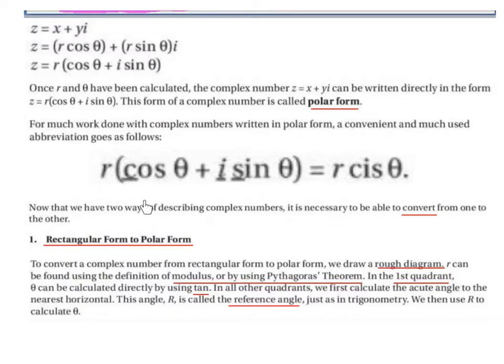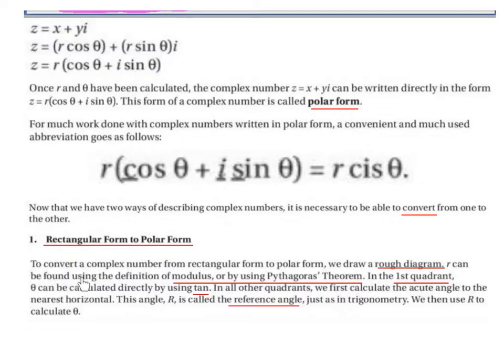Now that we have two ways of describing complex numbers, polar form and rectangular form, it is necessary to be able to convert from one to the other. So let's start with converting from rectangular form to polar form. To convert a complex number from rectangular form to polar form, we draw a rough diagram. This is very important to draw this diagram.